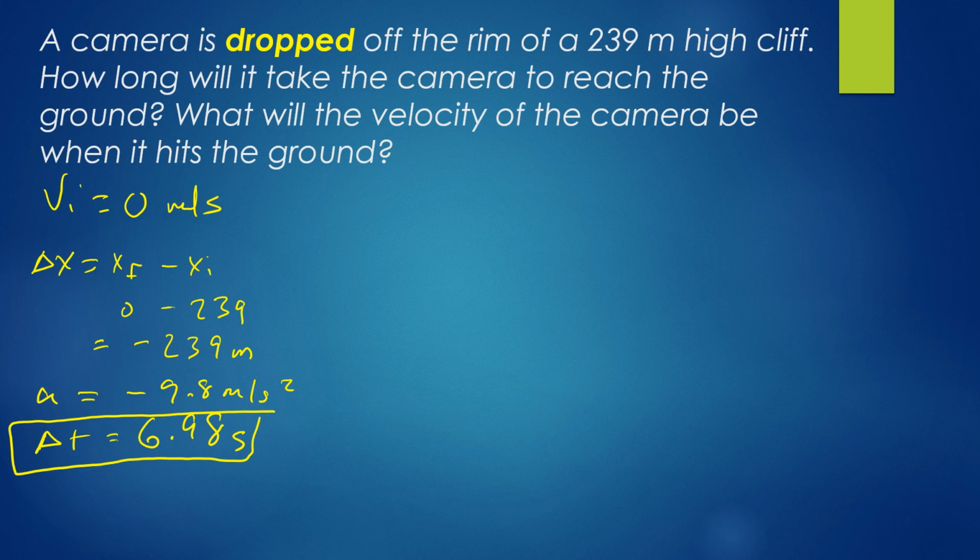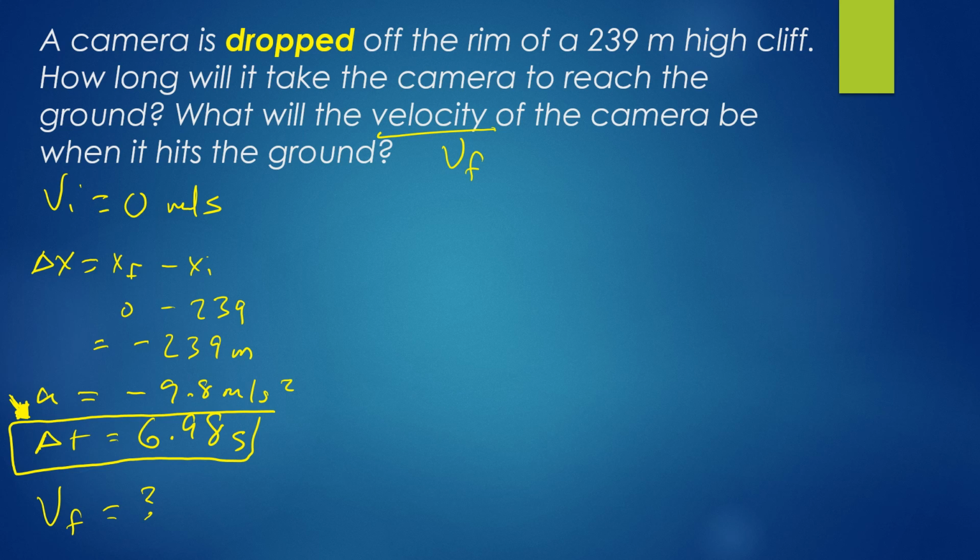Very good. So what will the velocity be when it hits the ground? So this has to be my final velocity. That's what I'm trying to find. So I have a final velocity, an initial velocity, I have an acceleration, I have a time. I'm going to use this time. I needed to find this before I could actually solve it. And I have a delta x.